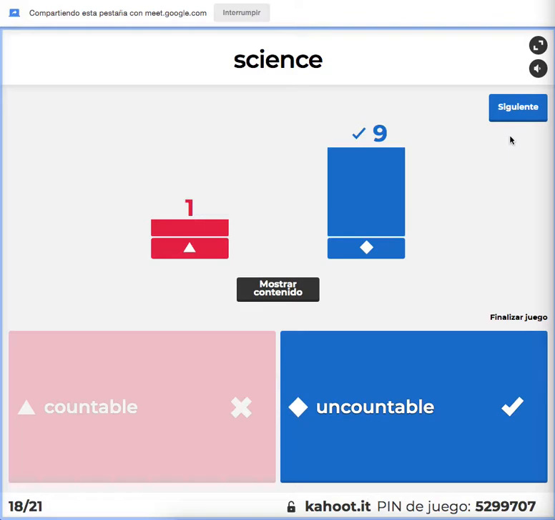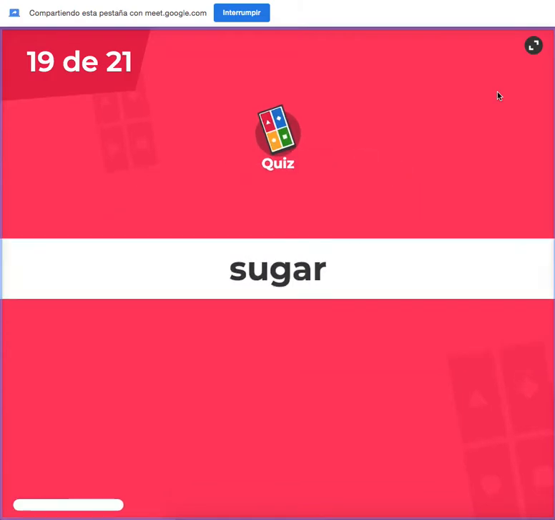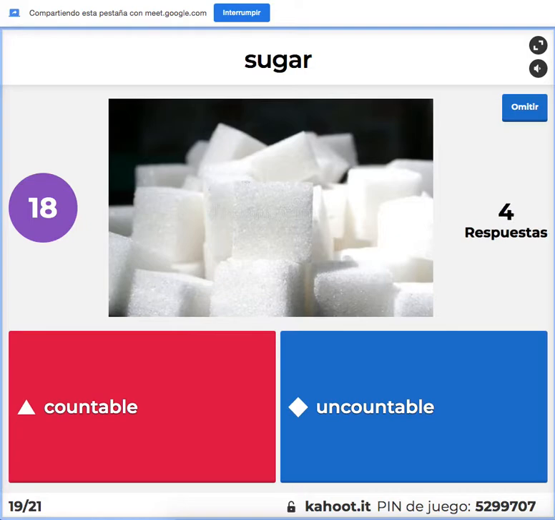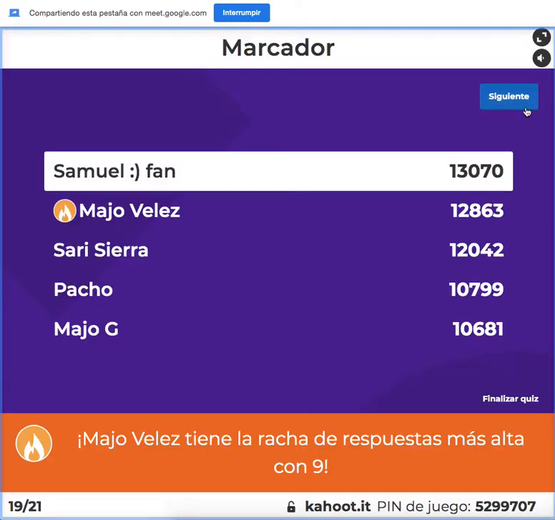Very good. Science is uncountable. You can't count it. The next one. Sugar. Think about it. Please don't say teacher, but grains of sugar, one by one. Sugar in general. Can you count sugar? Very good. Uncountable. Let's continue.